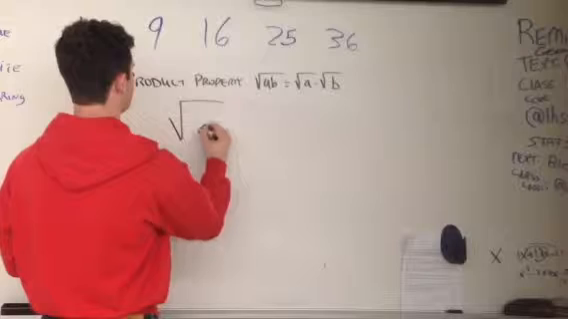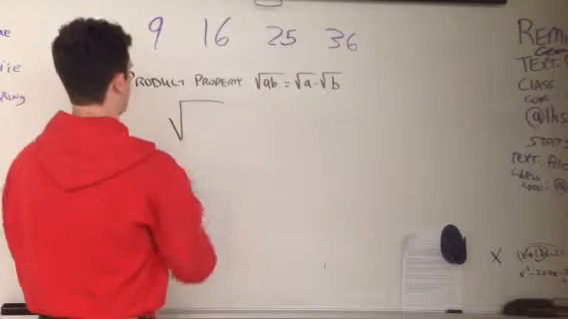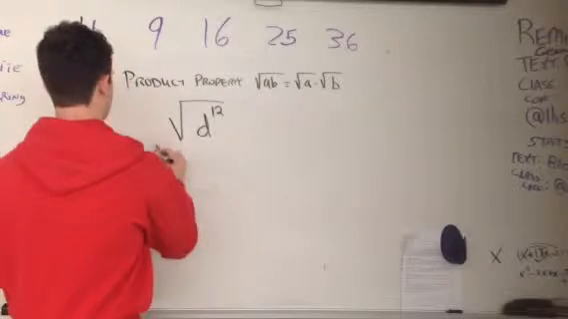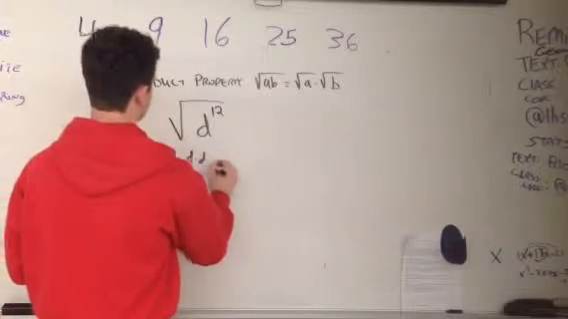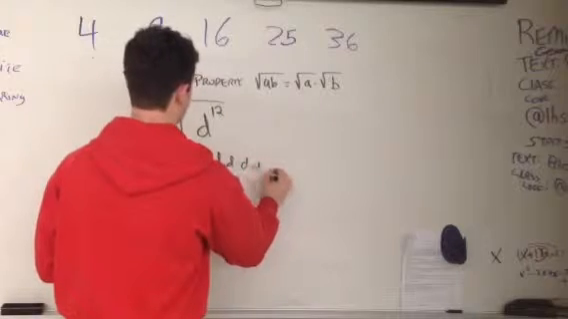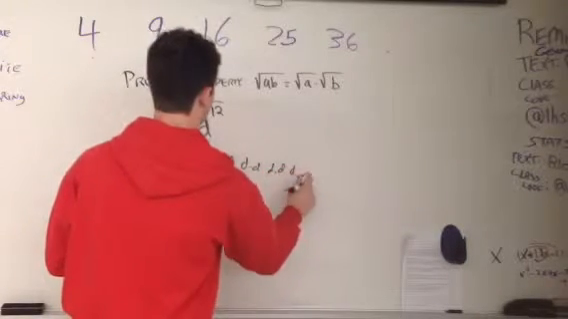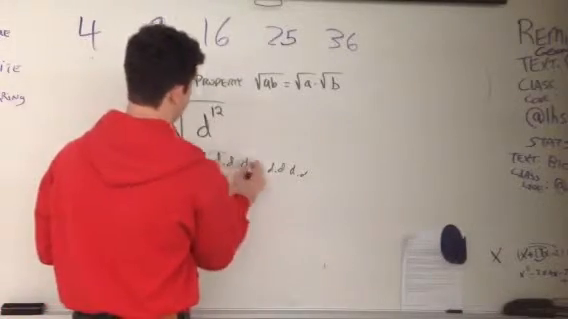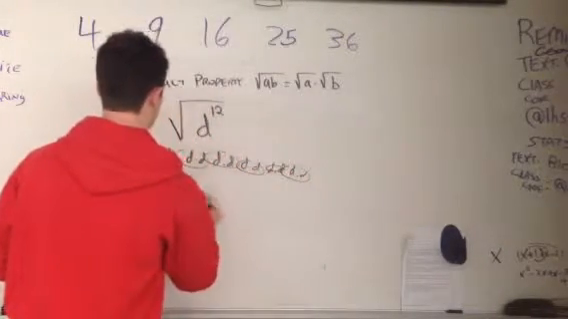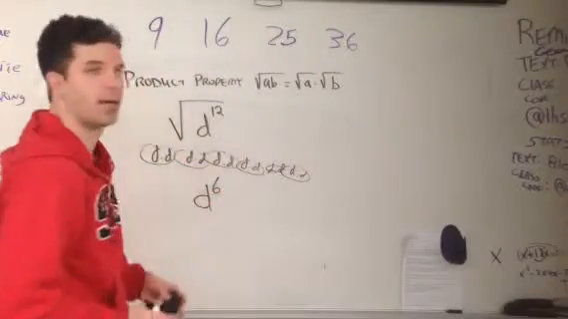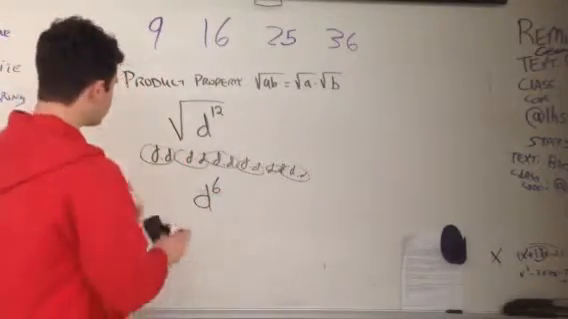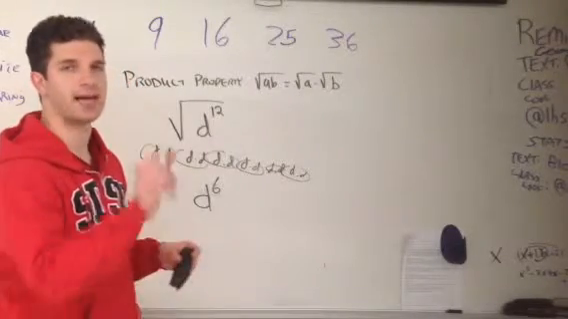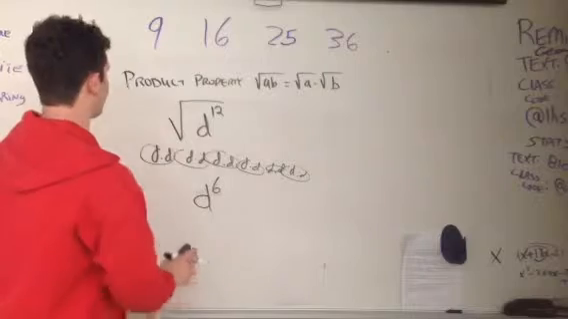How about d to the 12th? D to the 12th is d times d, d times d, d times d, d times d, d times d, d times d. So how many pairs do I have? 1, 2, 3, 4, 5, 6 pairs of d's. So d to the 6th. And once again, a double check. If I squared d to the 6th, that would be d to the 6th times d to the 6th. Add the exponents. D to the 12th.